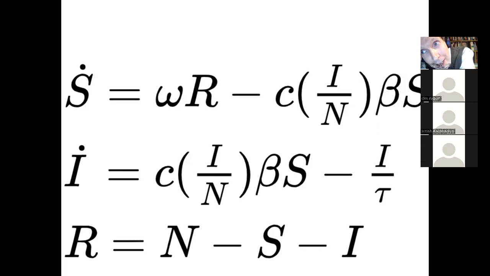And what is C times beta times tau? Give me a name for it. It has 3 words in it. Basic reproductive number, R0, R naught, they pronounce it in England. Ladies and gentlemen, we're no longer at the cusp of greatness. We've arrived at greatness itself.